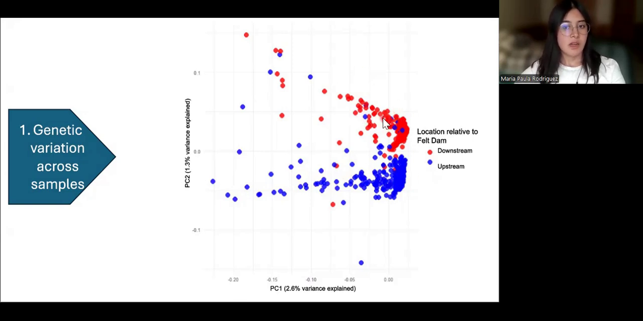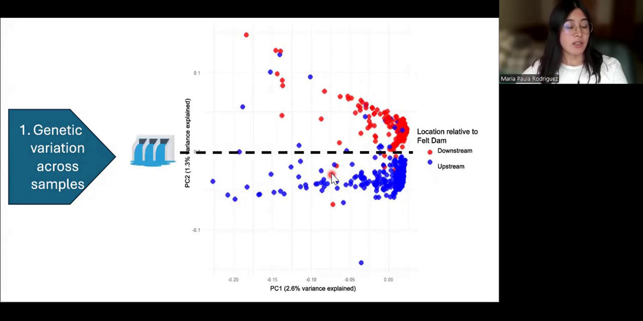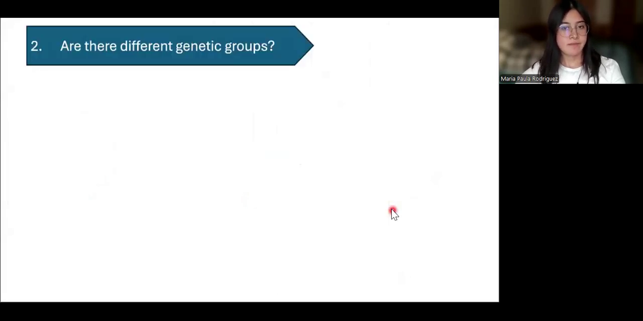Most of them are clustered at the top. This means that at the global level, the genetic differentiation and genetic similarity is partially determined by the location of fish relative to Fell Dam.